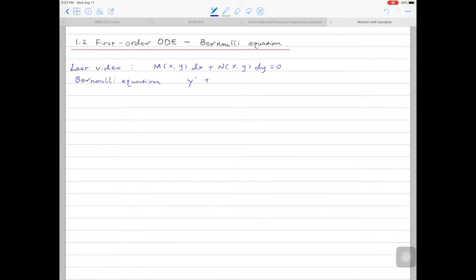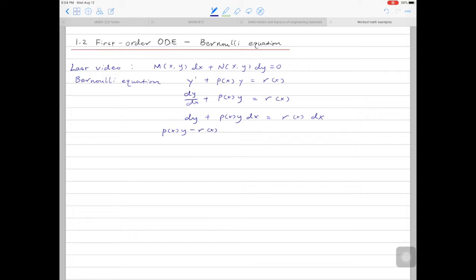The Bernoulli equation can be written as y prime plus p(x) y equals r(x). If we rewrite y prime as dy over dx, then the equation above can be written as dy over dx plus p(x) y equals r(x). Multiply dx on both sides, and we'll have dy plus p(x) y dx equals r(x) dx. Then move the r(x) dx to the left-hand side, and we'll have an expression like this.